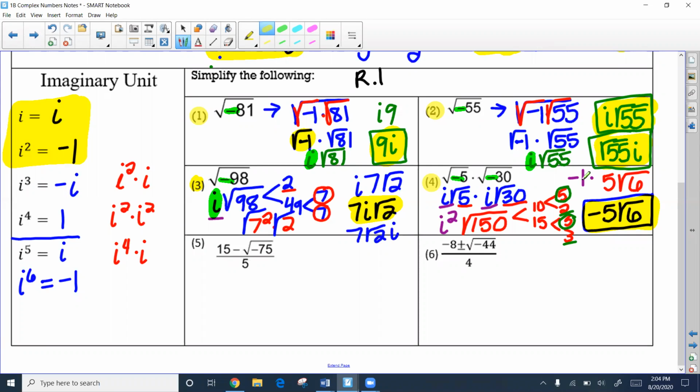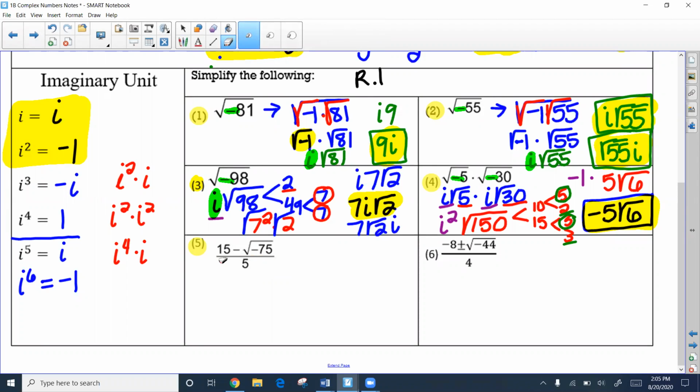All right, so let's look at number 5. So write down problem 5, please, in your notes. And we're trying to simplify 15 minus square root of -75 all over 5. 15 minus square root of -75 all over 5. Okay, so the fraction bar we see here is going to mean divide. We're dividing by 5.